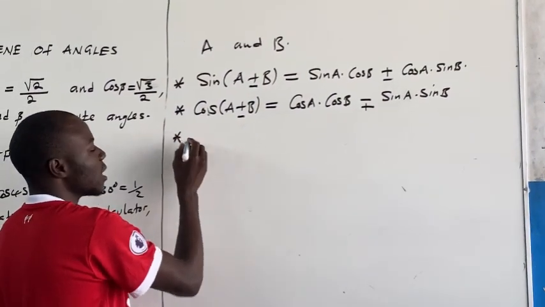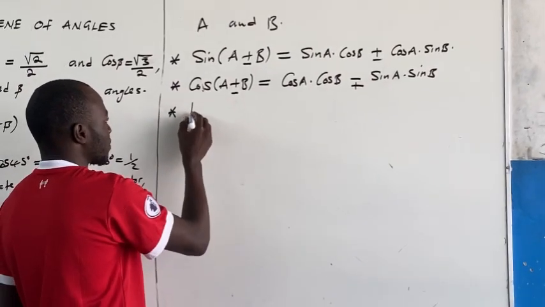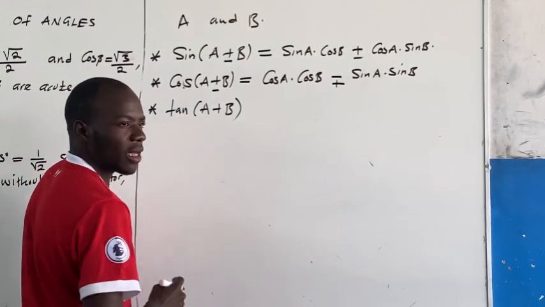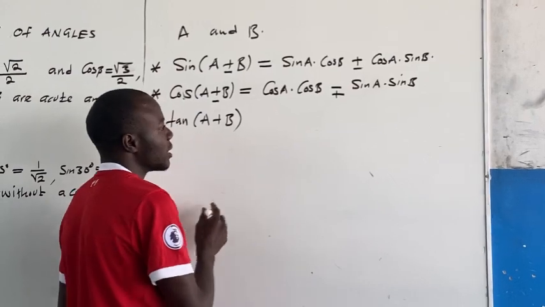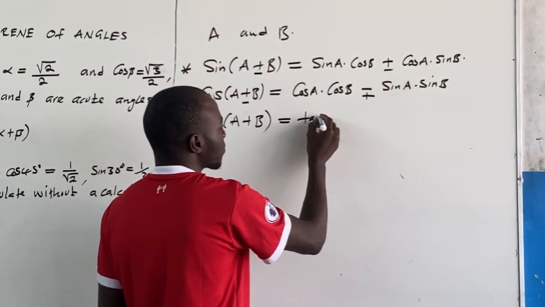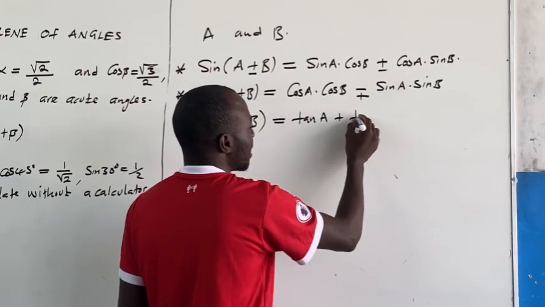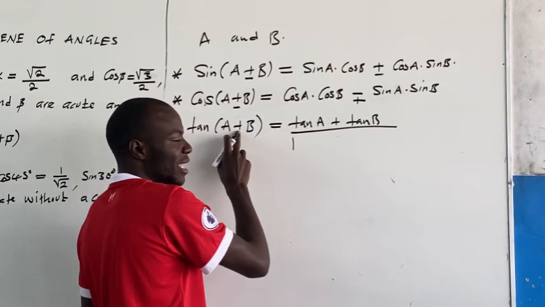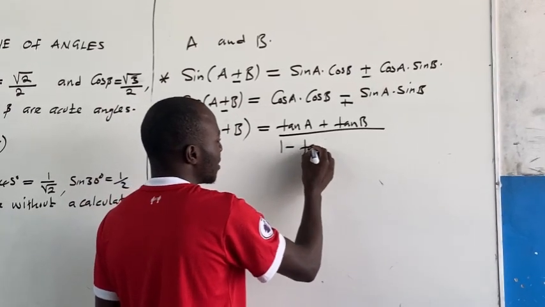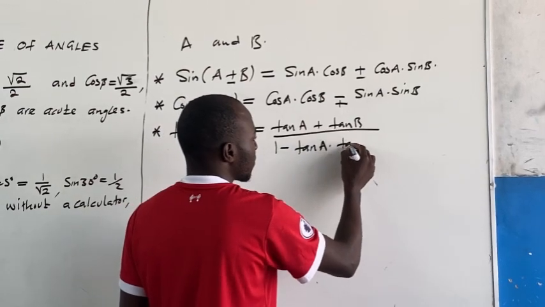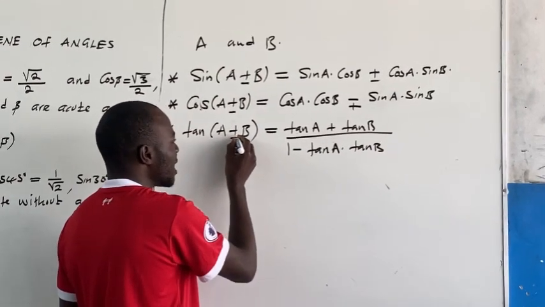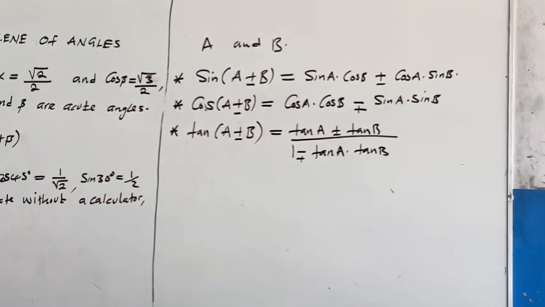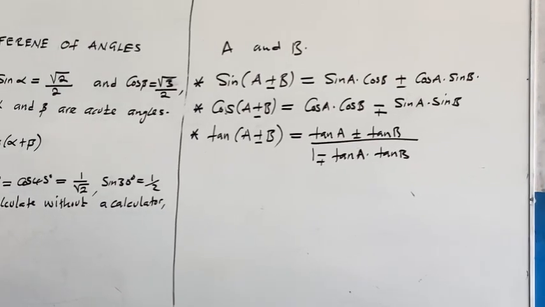Let's look at the last basic ratio, which is tan. So let's say we have tan of A plus B. Sum of angles we are dealing with tangent. So this takes us to tan A plus tan B, everything divided by 1. Since here we have plus, here it will be minus tan A times tan B. So when you have minus here, you have plus there. Okay? So now, having equipped with these equations, we can now answer this question.